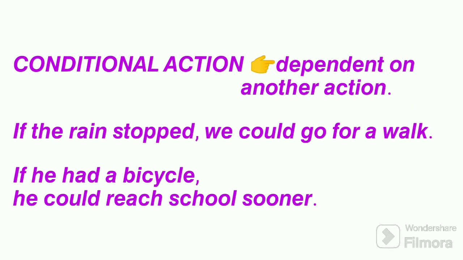In the first sentence, going for a walk is dependent on the stopping of rain. And in the second sentence, reaching school sooner depends on the condition if he had a bicycle. So this was all about use of could in spoken English sentences.